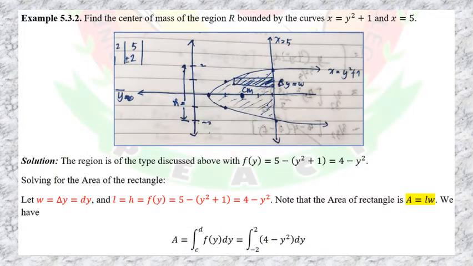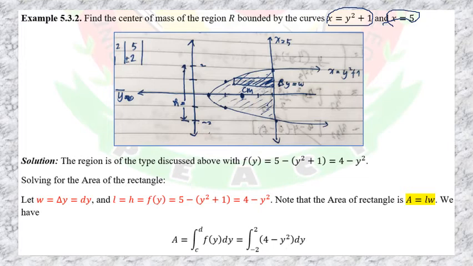Second example, same as before: find the center of mass of the region R bounded by the curves x is equal to y squared plus 1. So this is a parabola that opens to the right, and the line x is equal to 5. The region is of the type discussed above, where f of y is 5 minus (y squared plus 1), which is equal to 4 minus y squared.